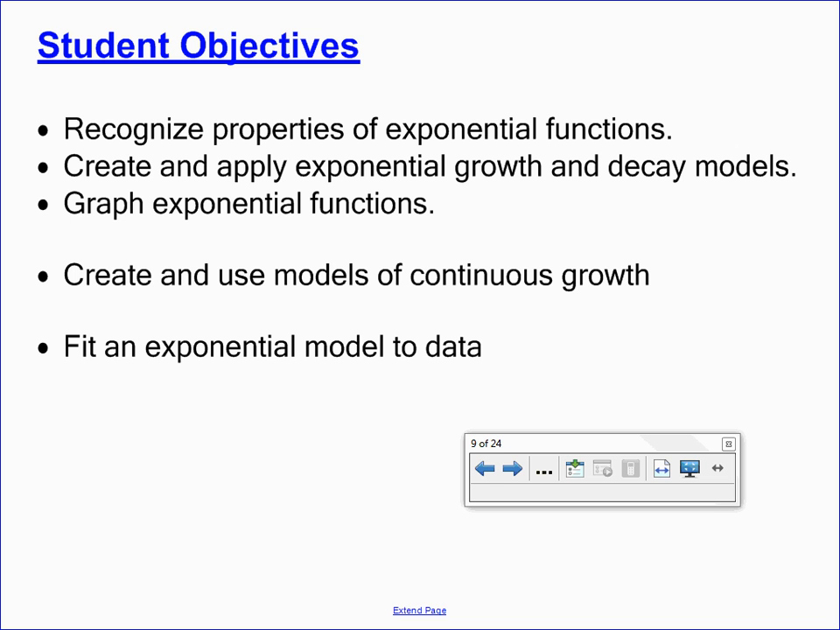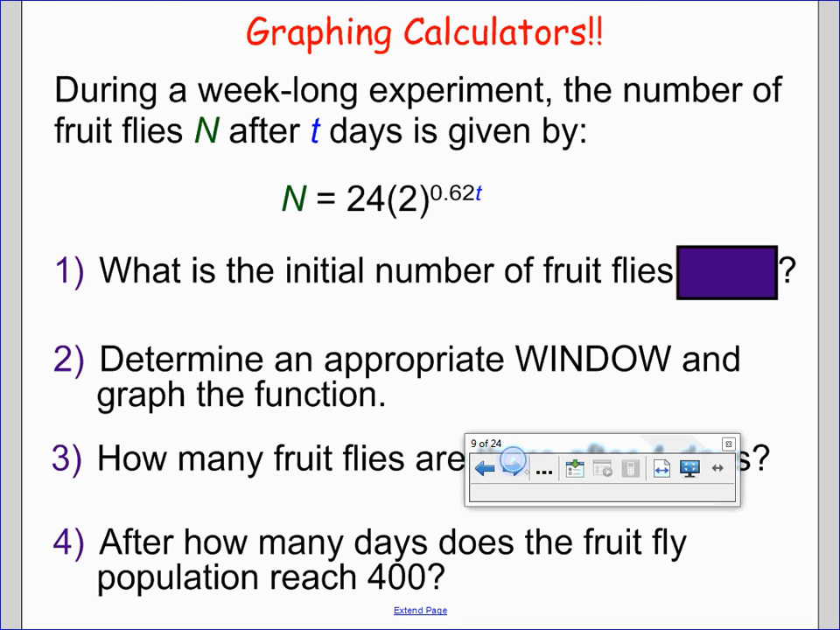So we're going to recognize properties of exponential functions and create and apply exponential models for either growth or decay situations. We'll also contrast that with what we already know about linear models that we've seen back in Unit 2. First up, let's go ahead and take a look at an introduction problem.